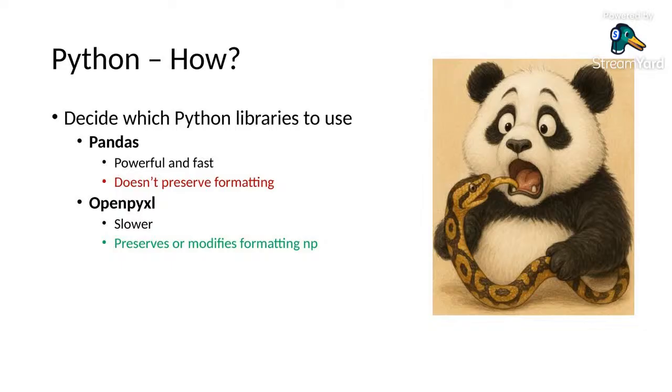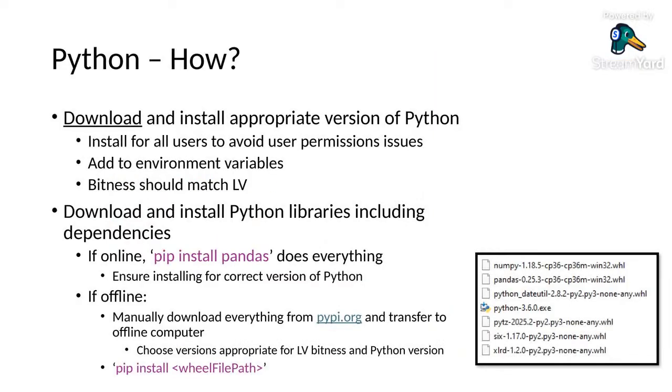All right. So on the how for Python. First off, once you do figure out the correct versions of everything that you're going to use, download and install the appropriate versions. As a default, I always recommend that you install Python for everybody, so you don't have to worry about user permissions issues. And you select adding it to the environment variables and double check that your bitness matches your LabVIEW bitness.